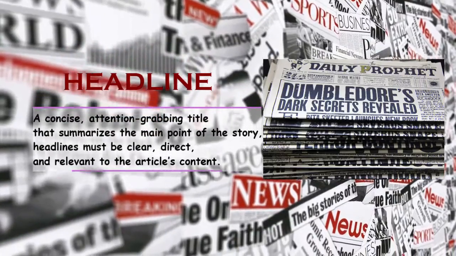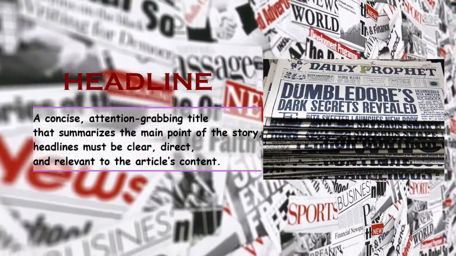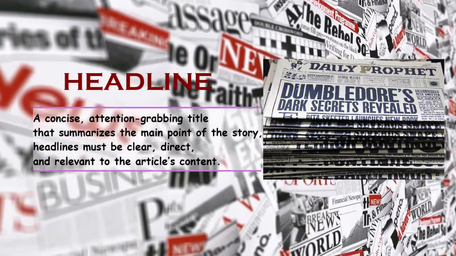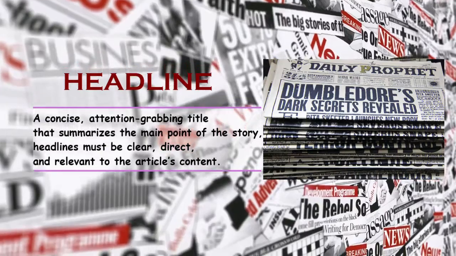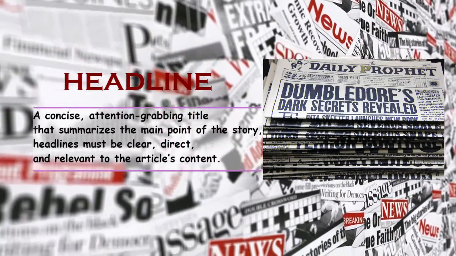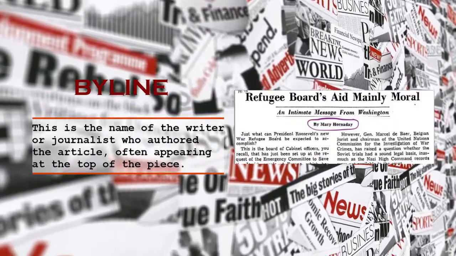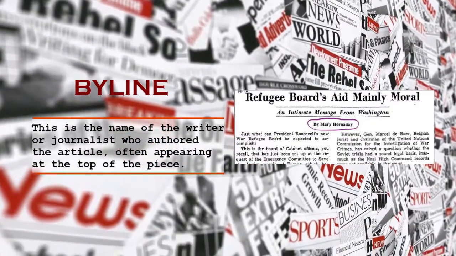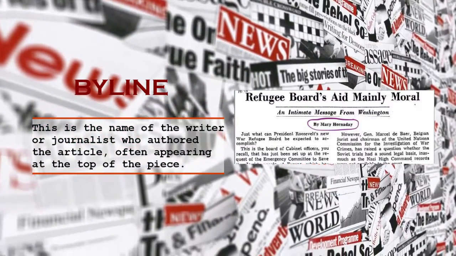1. The headline, which is a concise, attention-grabbing title that summarizes the main point of the story. Headlines must be clear, direct, and relevant to the article's content. 2. Byline. This is the name of the writer or journalist who authored the article, often appearing at the top of the piece.